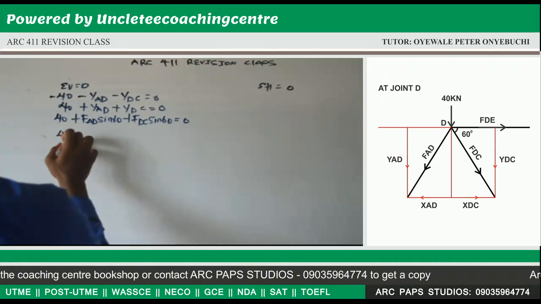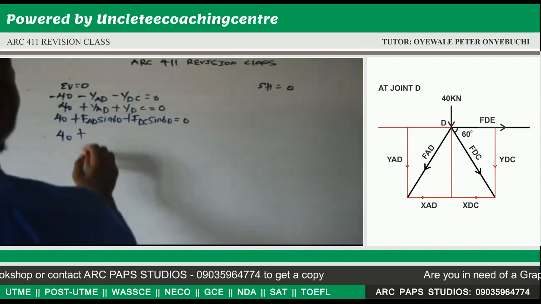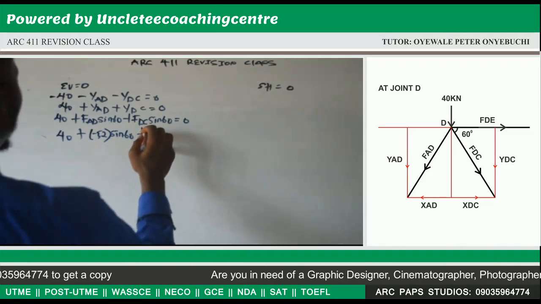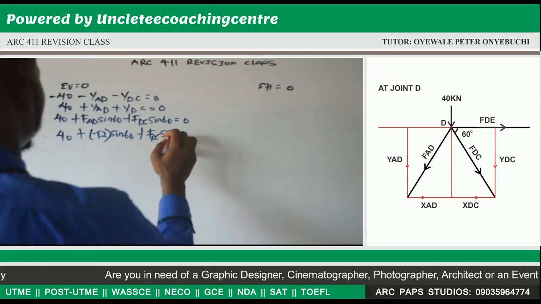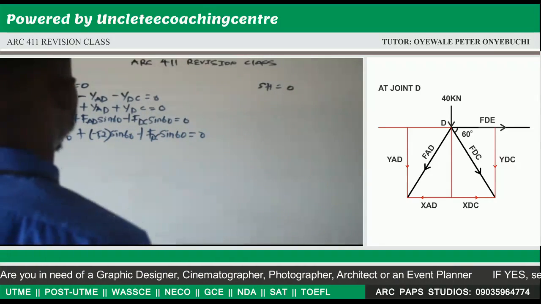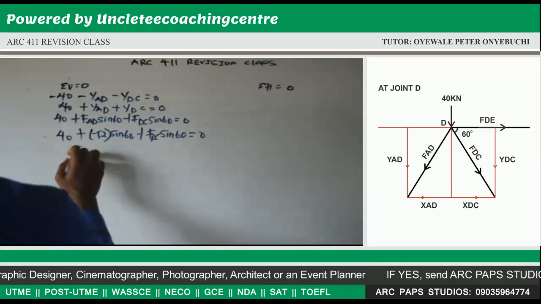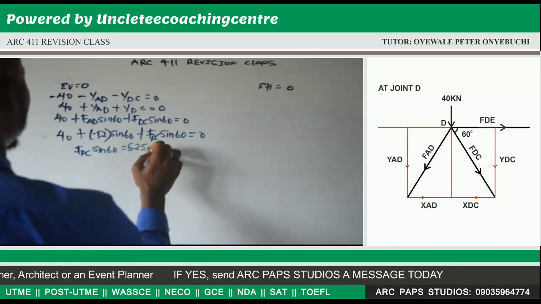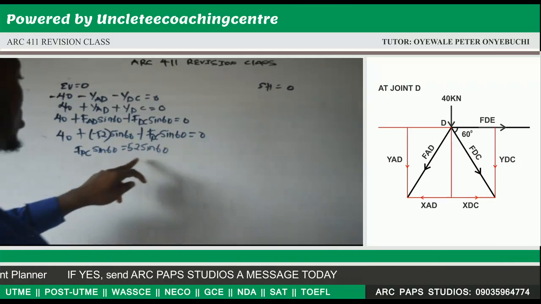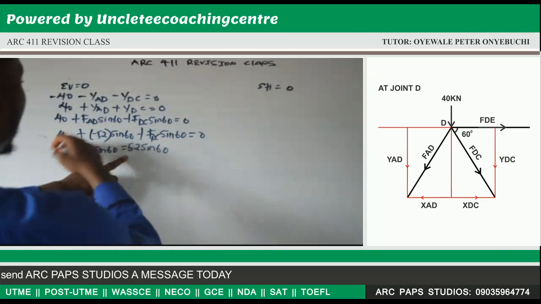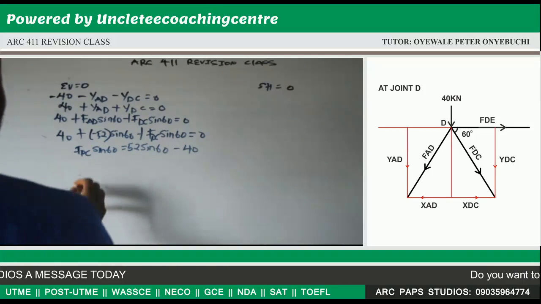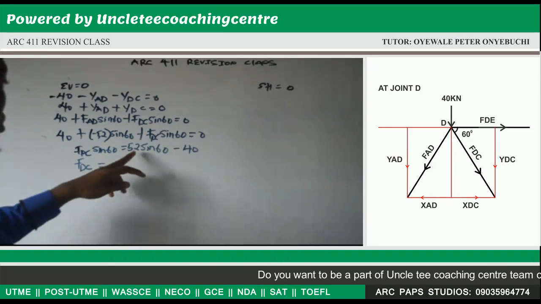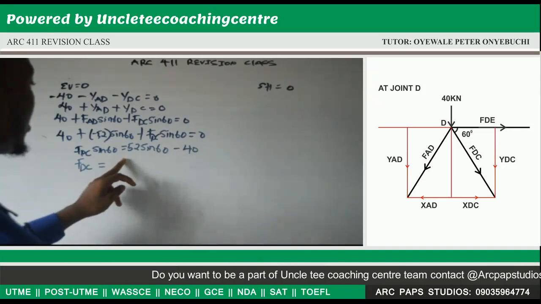Now this gives us 40 plus, we have gotten our FAD to be minus 52 sine 60, plus we don't know our FDC sine 60 is equal to 0. Now if we make our FDC the subject of the formula, we get FDC sine 60 is equal to 52 sine 60, because when the negative sign comes to the other side, it will turn to positive. Now when 40 comes to this side, that will be minus 40. It means our FDC will be equal to 52 sine 60 minus 40 divided by sine 60.